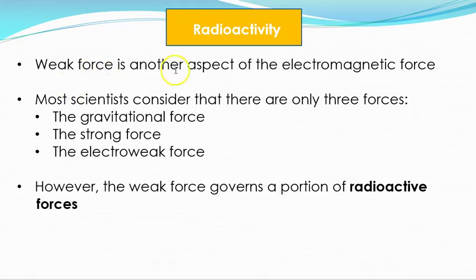The weak force is another aspect of the electromagnetic force. Because of this, most scientists consider that there are only 3 forces instead of 4. As a review, there's the gravitational force, the strong force, the electromagnetic force, and the weak force. The electromagnetic and weak forces put together are called the electroweak force. However, one thing that's different about the weak force is it governs a portion of radioactive forces.